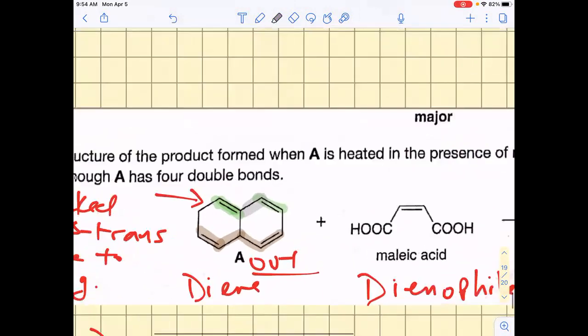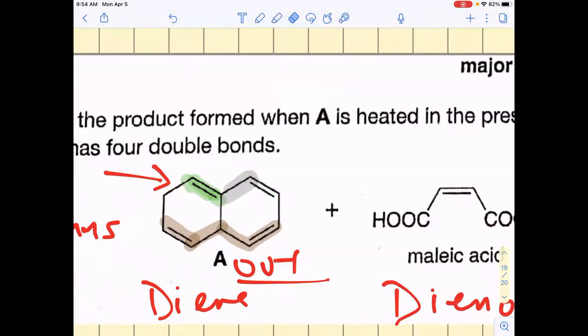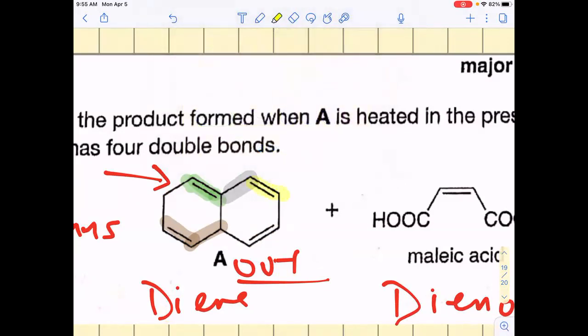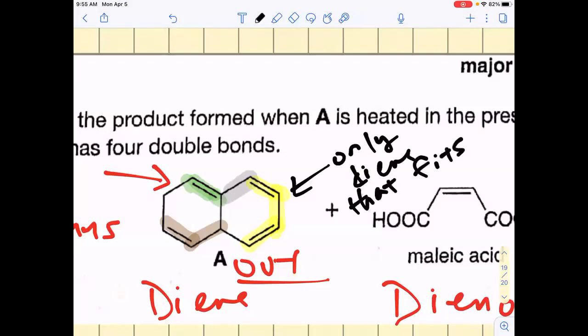Now you got another diene right here. Right, and that one actually fits both criteria, doesn't it? It's conjugated and it's S-trans. Is that right? Yes, S-cis. Yeah, thank you. S-cis. So this is the only diene that fits the criteria. Right, that's the only one. So that's why you only see one product.